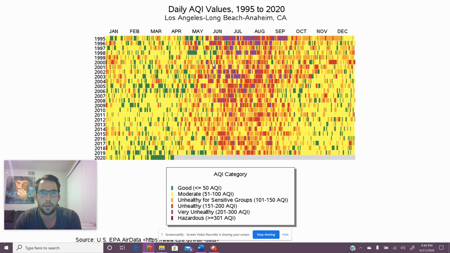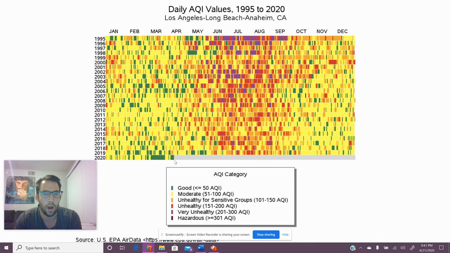But most of the bad air quality happens in the summer. And then what I want you to also notice is that this is really up to date. It's 2020 up to April. And this green area is the best air quality that Los Angeles has had in the past 25 years.